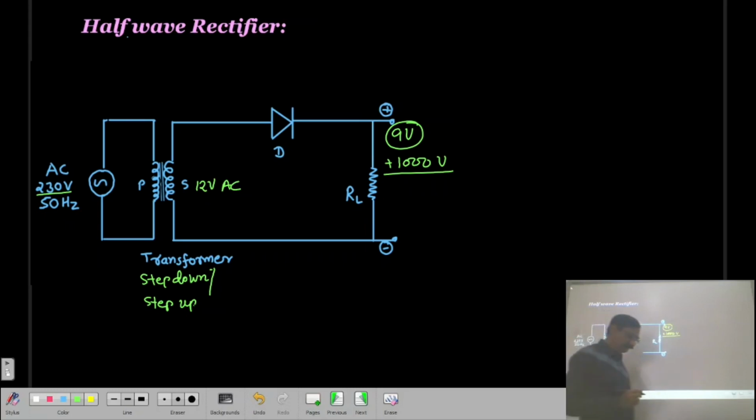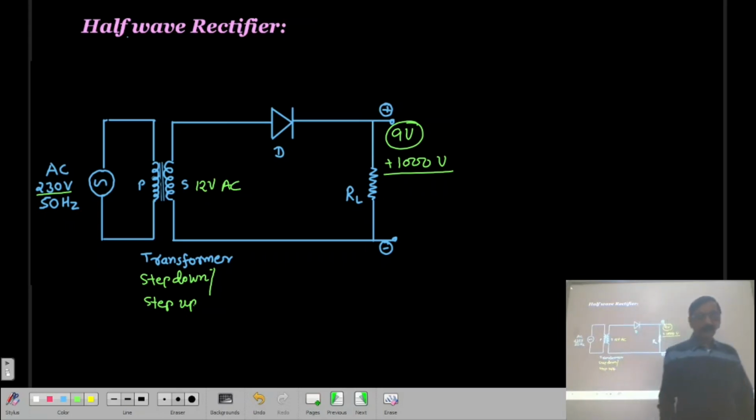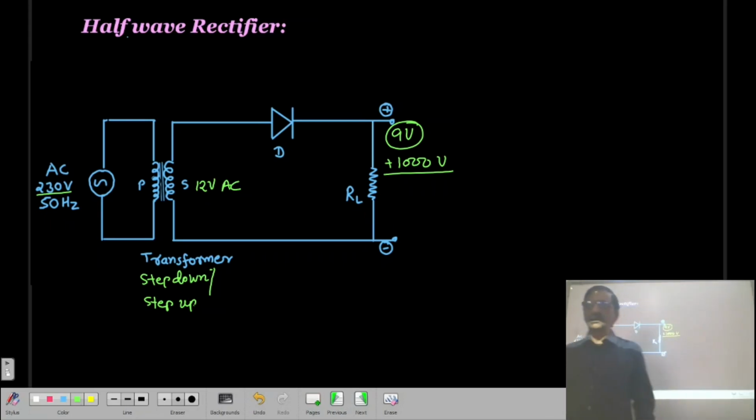Now the second thing, that in the AC we have a live terminal and a neutral terminal. So if the live terminal is connected to the ground, then directly if you touch the body of the instrument, you will get a shock.